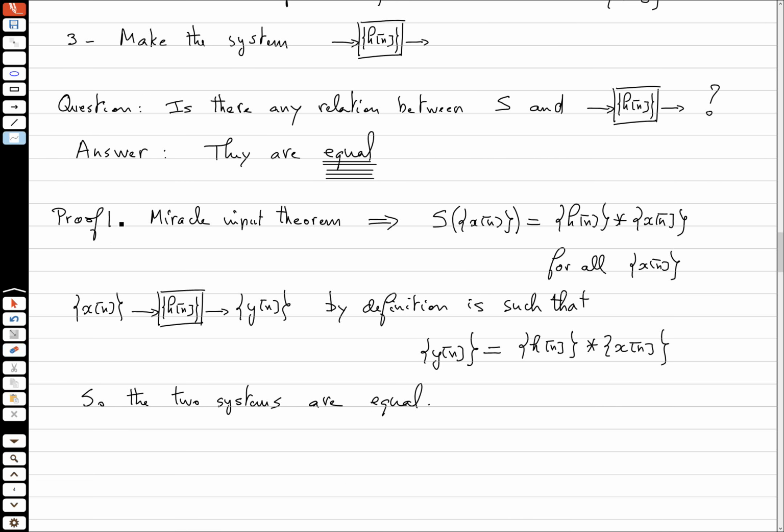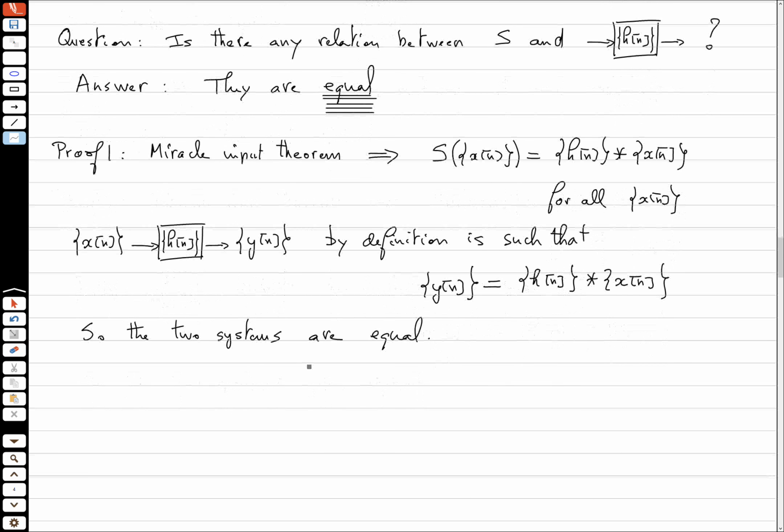Because they give the same formula. It was so obvious that you couldn't see it, because you know how I define this? I define this actually by copying the formula of the LTI system. I just copied, but you didn't realize. I'm going to give you a second proof.